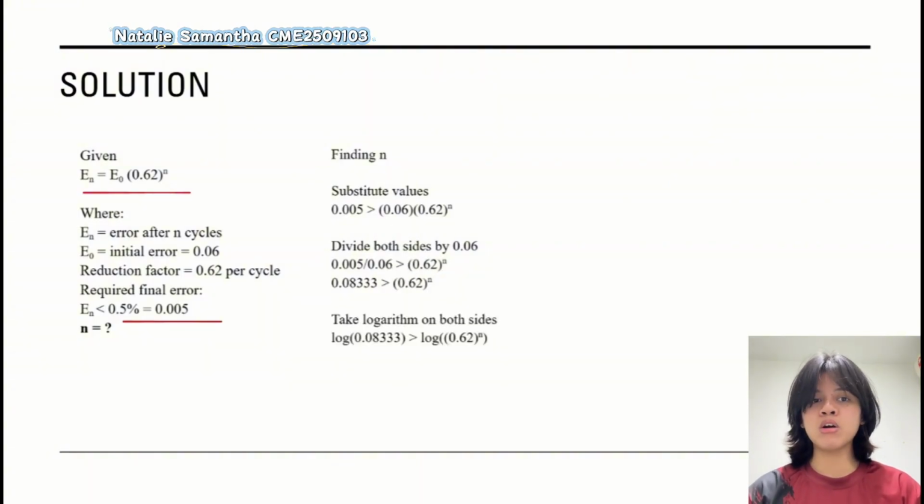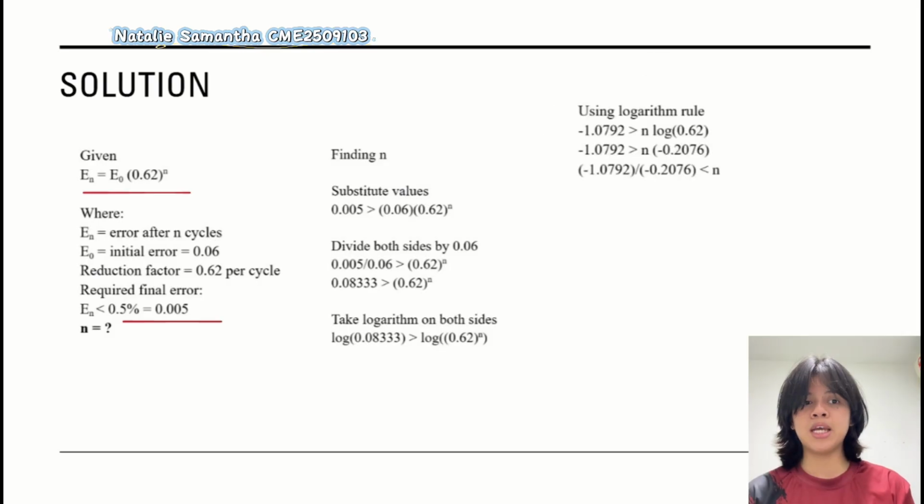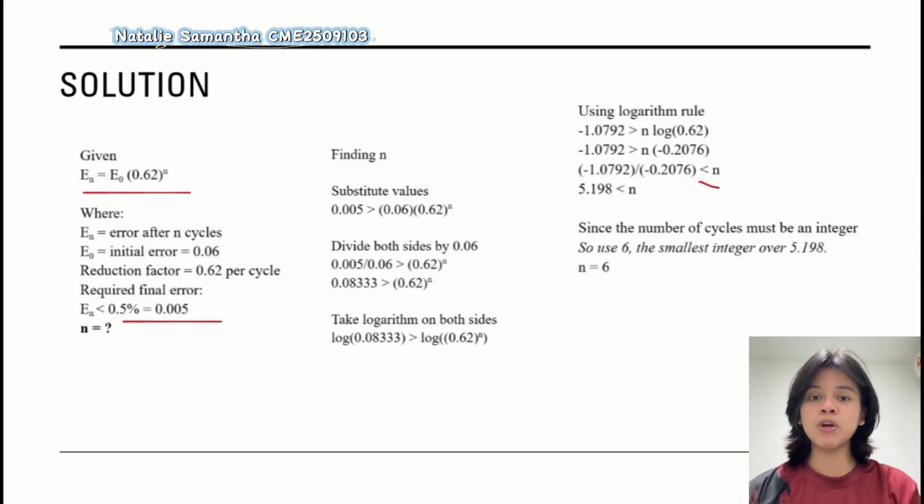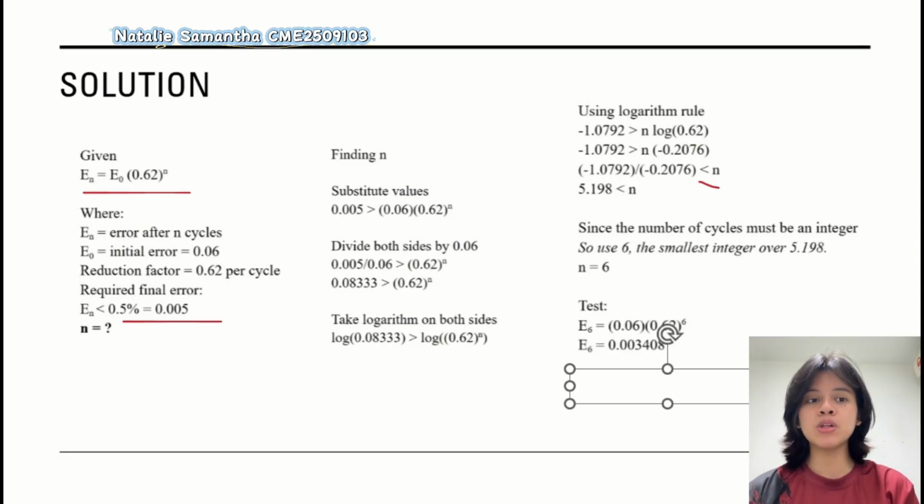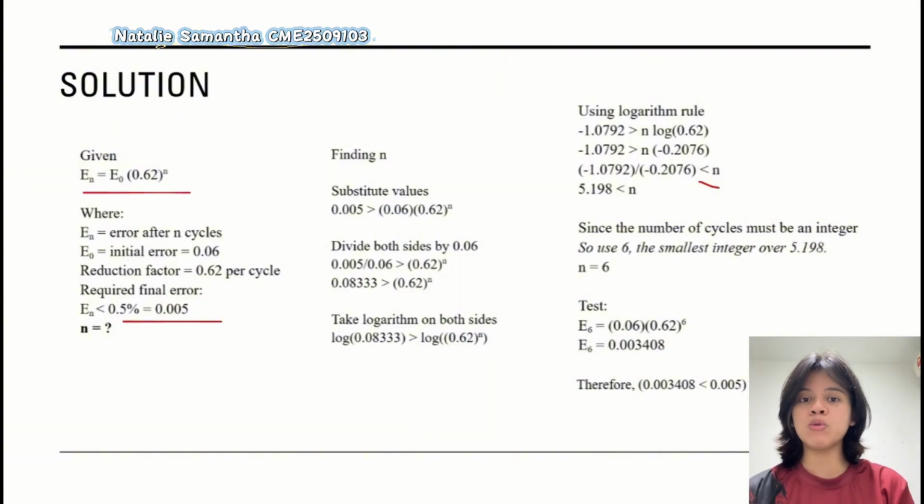Now we can take log on both sides and use the log rule to obtain minus 1.0792 larger than n log 0.62. Now log 0.62 will give us minus 0.2076. After that, we divide both sides by minus 0.2076, which will switch the sign and give us the answer that n is larger than 5.198. Based on our answer, we would choose 6 as the smallest integer that is bigger than 5.198, and once we test it in the equation, we can see that the result is still smaller than 0.005. Therefore, our answer for the first part is n equals 6 cycles.